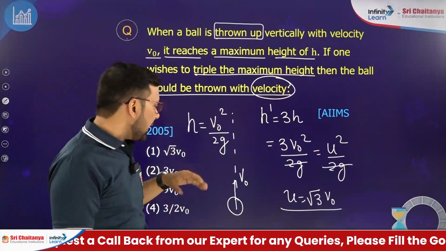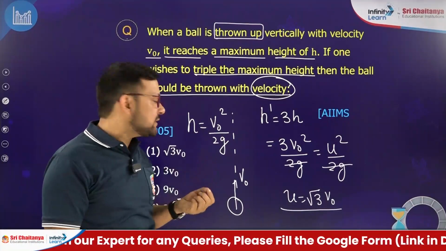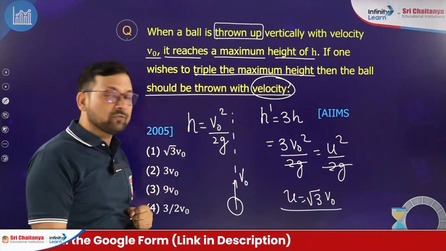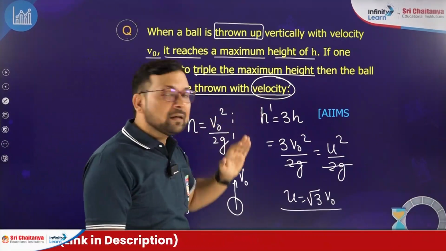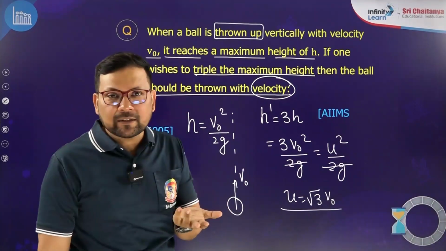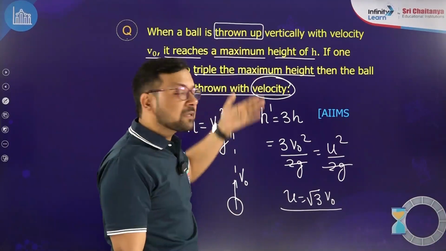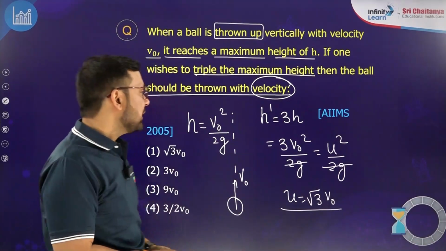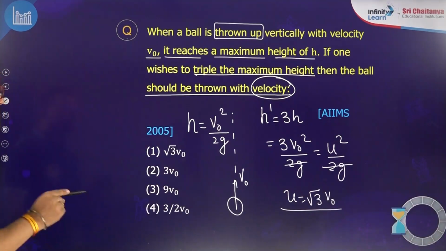But that question can become a confusing one when it gives one option as root 3 v naught and the second as minus root 3 v naught, because velocity can have both directions. Since it is projecting up, there is nothing to think about. Conventionally, up is positive y, and that has to be a positive sign. That was an easy question, AIIMS 2005. Moving up to the next one.